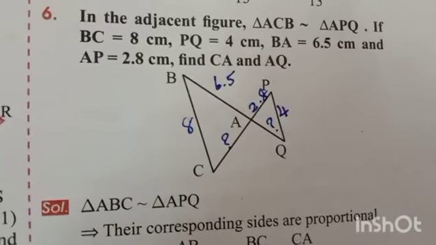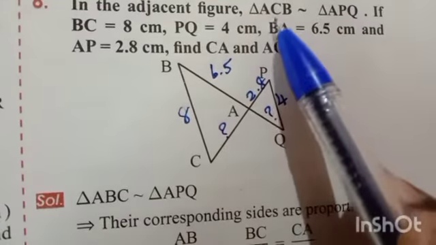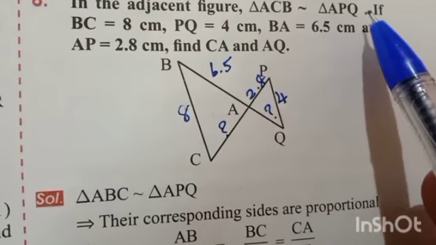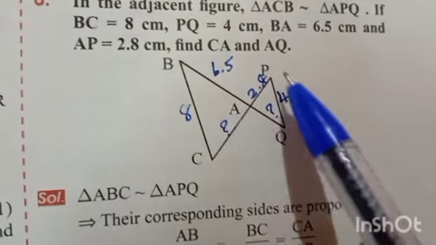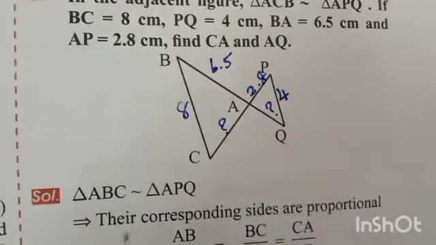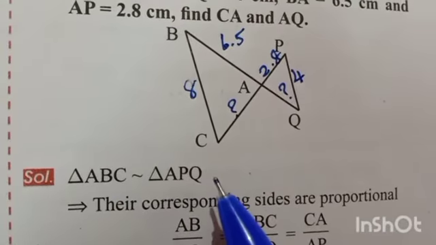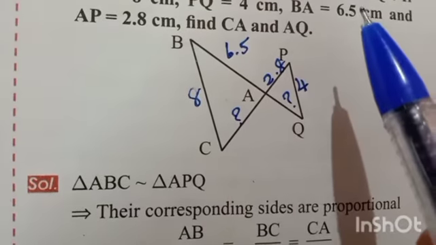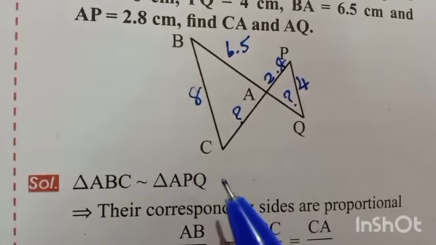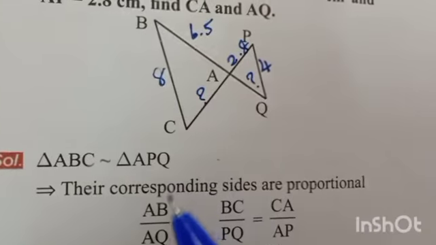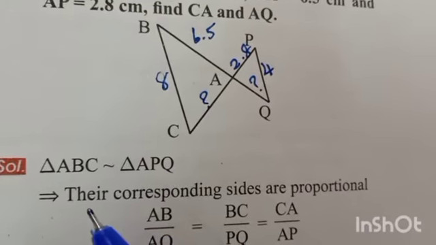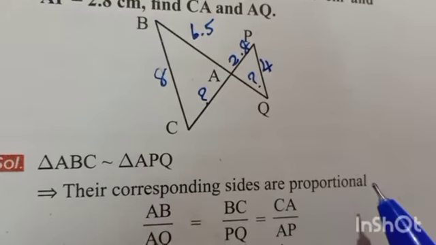Okay, what is given in the question is that triangle ABC is similar to triangle APQ. Yes, that you have to mention. So for these two triangles, you need not prove they are similar, because it is already given in the question itself. So directly you have to apply the similarity rules, that is, their corresponding sides are in proportion.